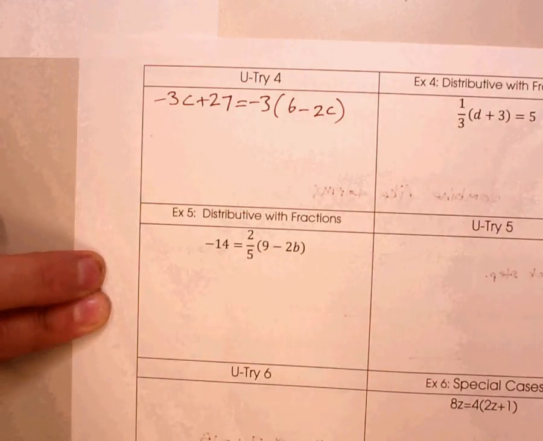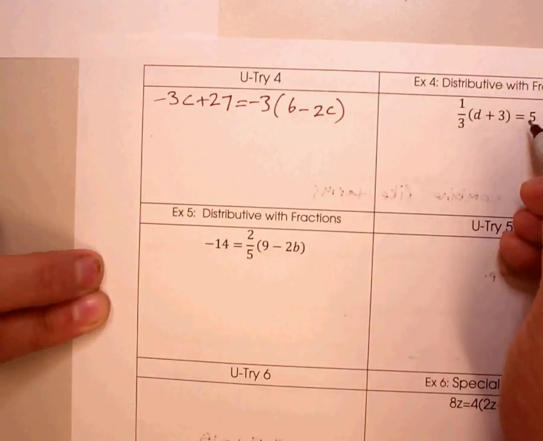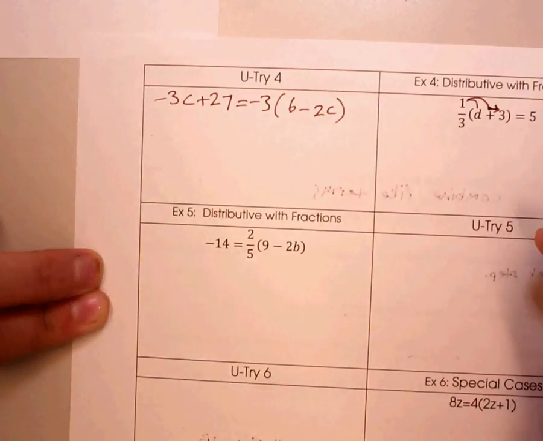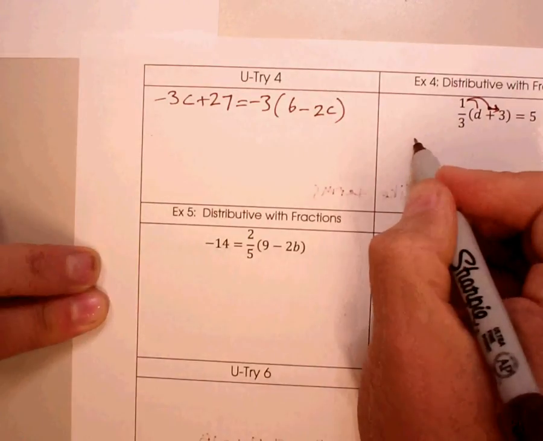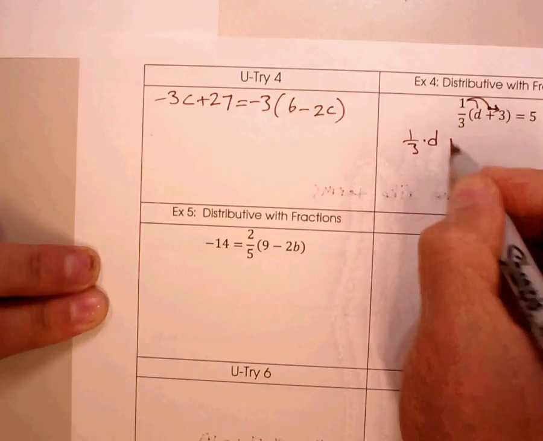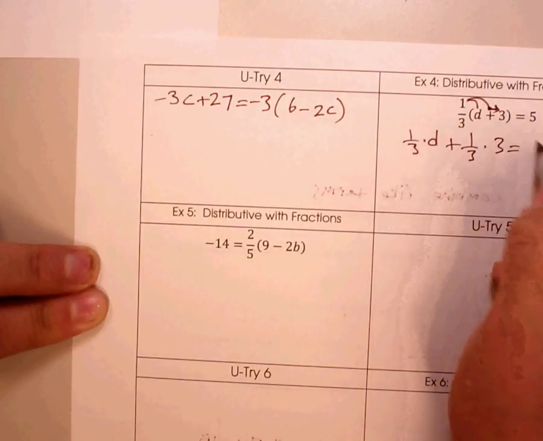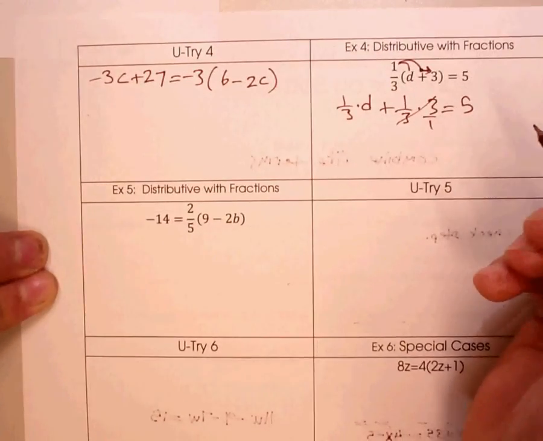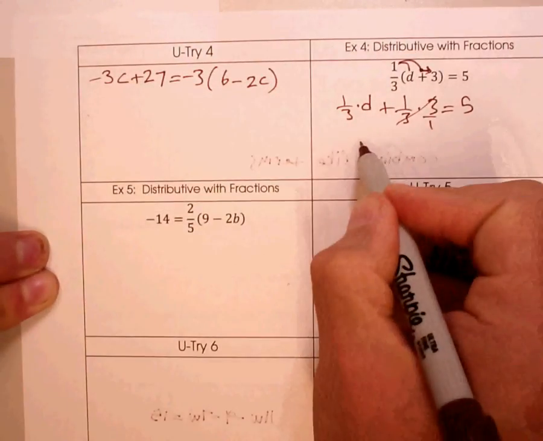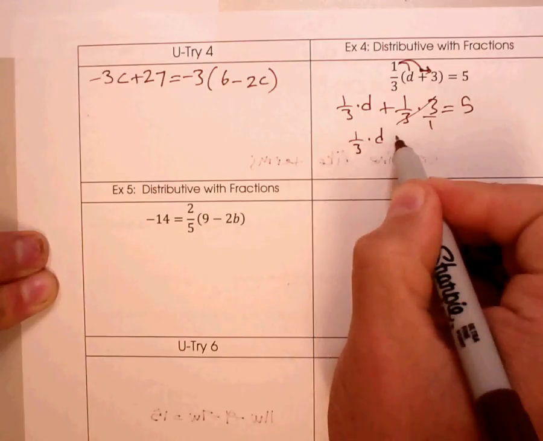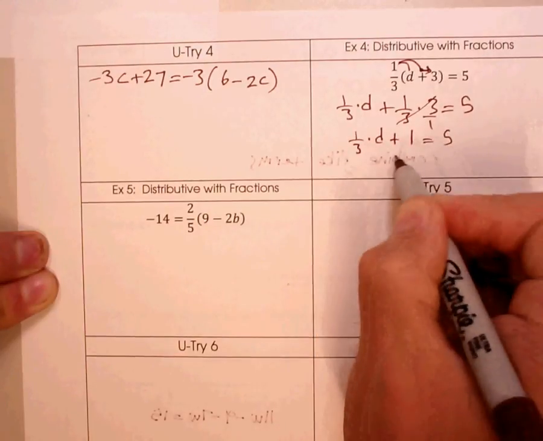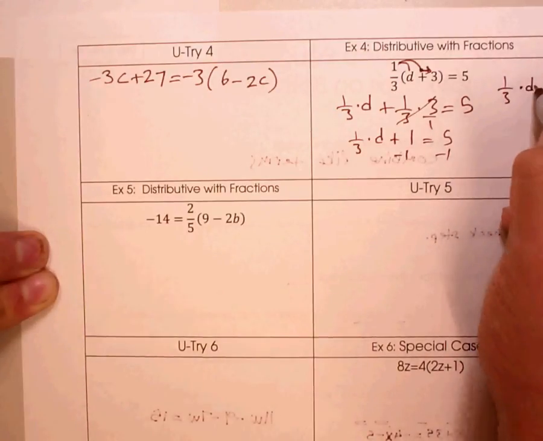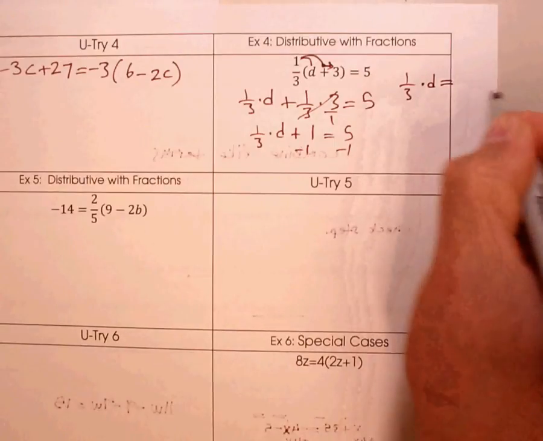Our next example is the distributive property with fractions. I can distribute the fraction to both of the expressions that are inside of the parentheses. We will have 1/3 times d plus 1/3 times 3 is equal to 5. These will simplify because this is 3 over 1. And 1/3 times d plus 1 is equal to 5. We will subtract 1 from each side. 1/3 times d will be equal to 4.